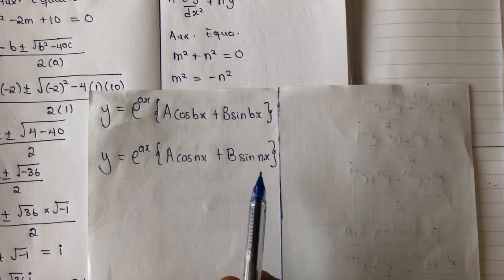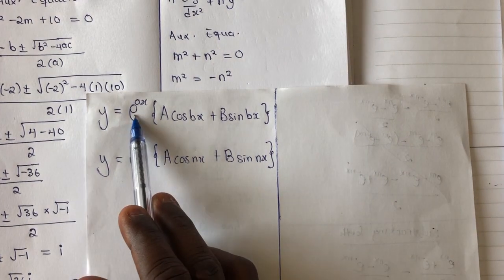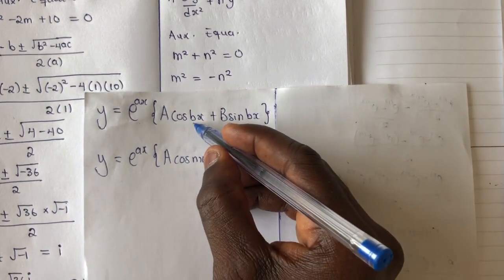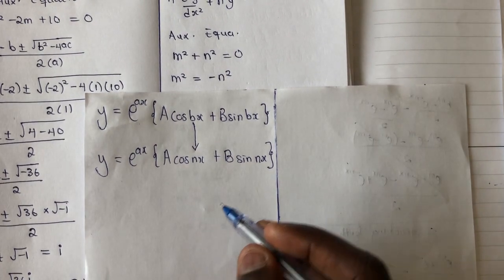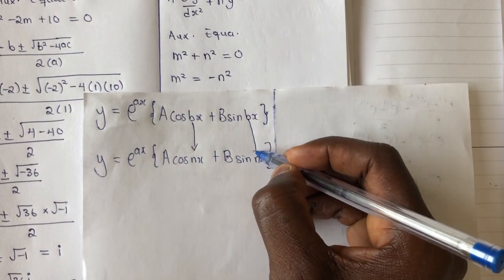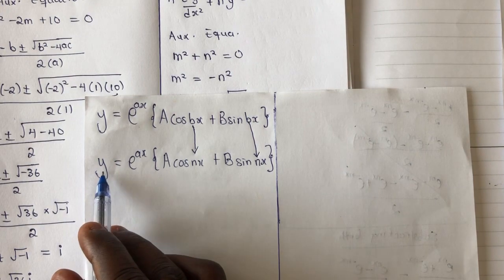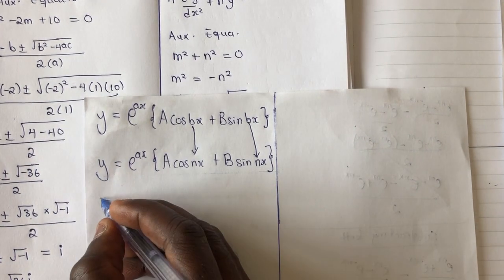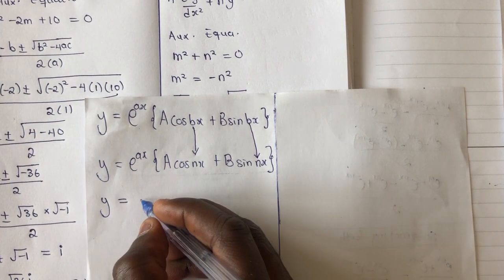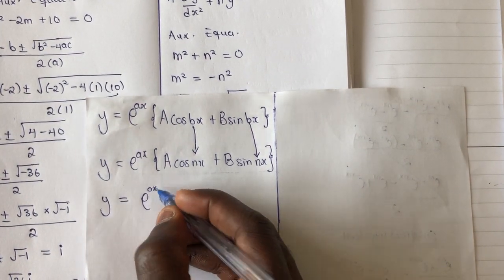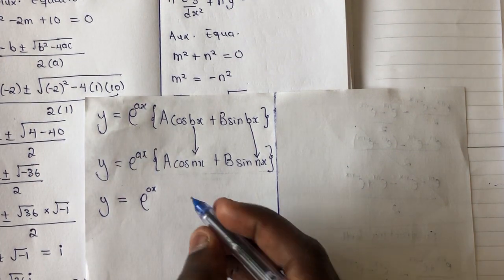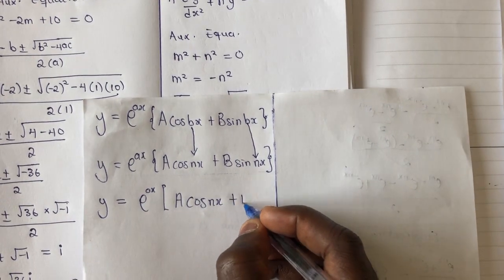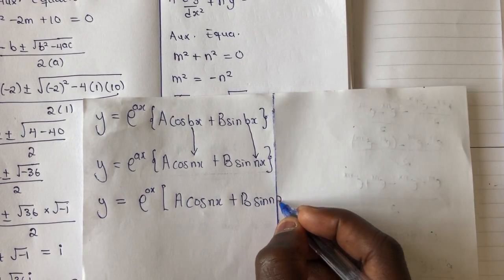In the previous example, we said that if it is complex, then we have e^(ax)(a cos bx plus b sine bx). This time we are representing b with n. So now the general solution will be this. Then we have y equals e raised to the power 0x, because our a was 0, and this will give us a cos nx plus b sin nx.